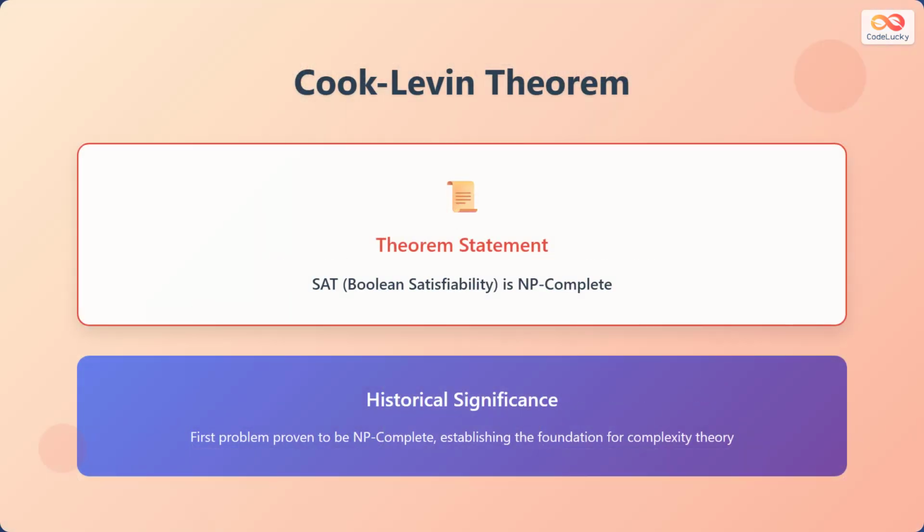The Cook-Levin theorem is a cornerstone of complexity theory. It states that SAT, or Boolean Satisfiability, is NP-complete. This was the first problem proven to be NP-complete, and it established the foundation for all other NP-completeness proofs.